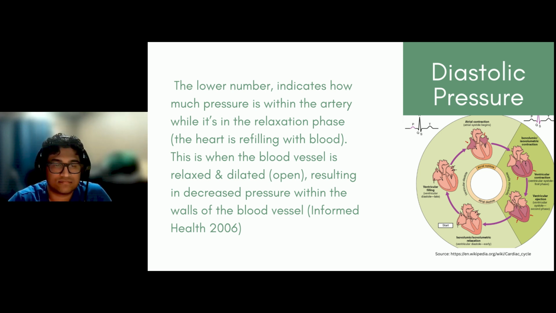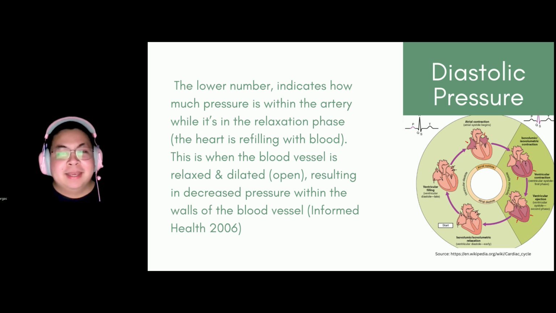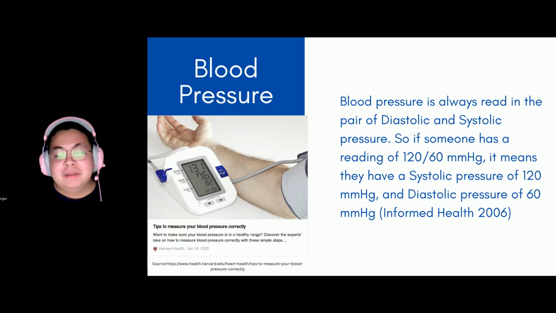Blood pressure is always read as a pair of systolic and diastolic pressure. So if someone has a reading of 120/60 millimeters of mercury, it means they have a systolic pressure of 120 millimeters of mercury and a diastolic pressure of 60 millimeters of mercury.